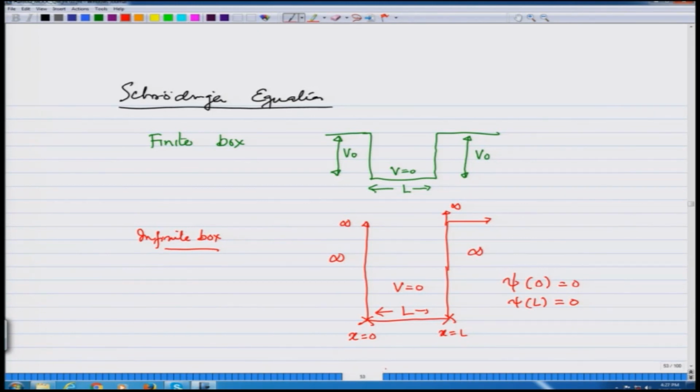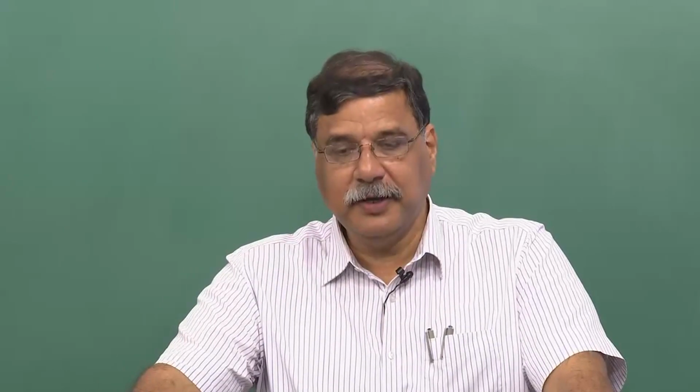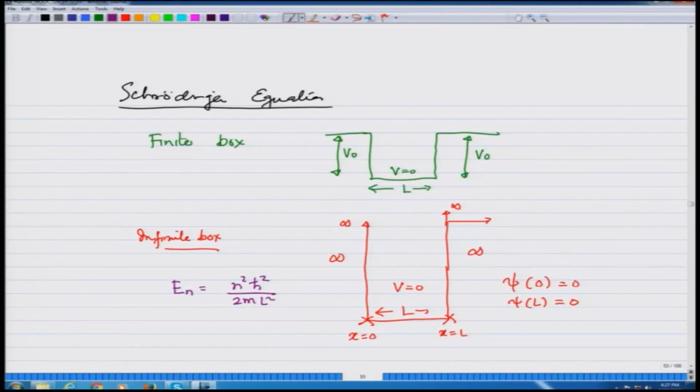How about the energy eigenvalues in this case? The energy eigenvalues I am writing on the left were E n equals n square h cross square over 2 m L square, and the wave functions were confined between 0 and L. Compared to this, now what we have done is taken the height of the box to be finite, and let us see how the solutions change and what happens to the energy.